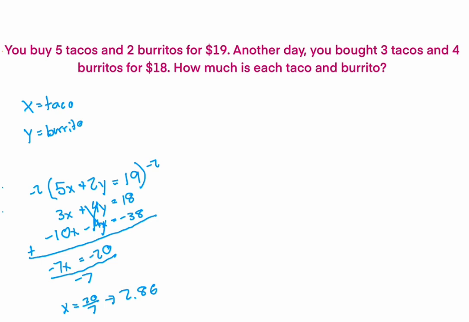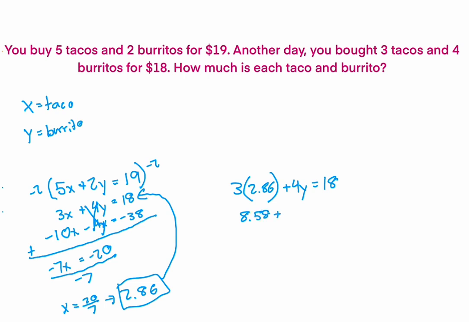Now let's plug it into one of our equations and figure out what our y, or our burrito cost, is going to be. So now if we plug it back in, our 2.86, let's plug it into this equation. We're going to get 3 times 2.86 plus 4y equals 18. Now we're going to do 3 times 2.86, giving us 8.58. And we're going to add that to 4y to get 18. Now we're going to have 4y being equal to 9.42.